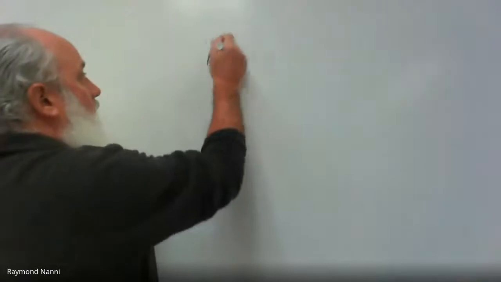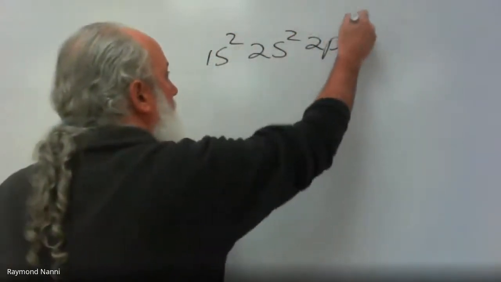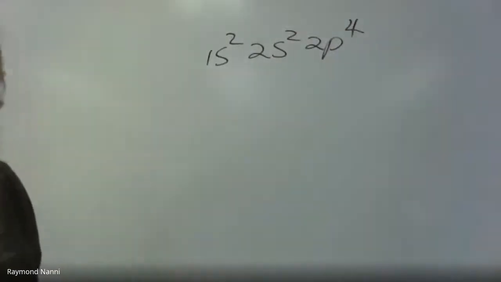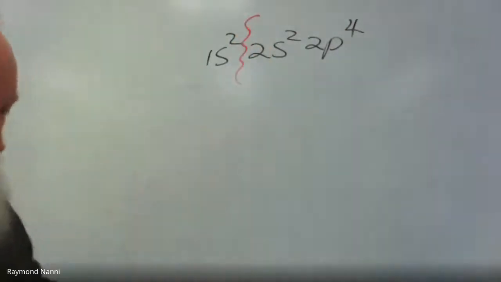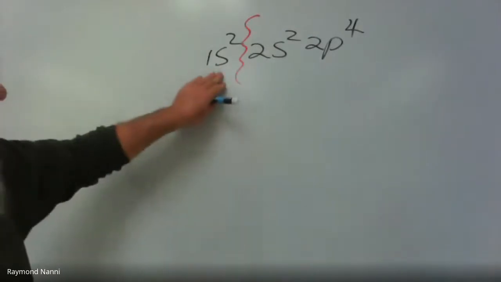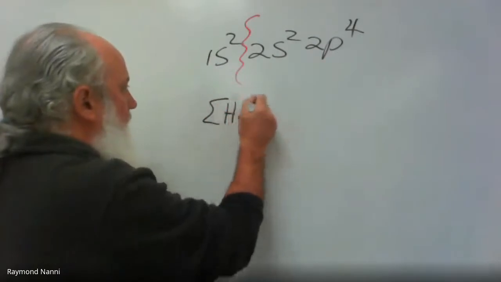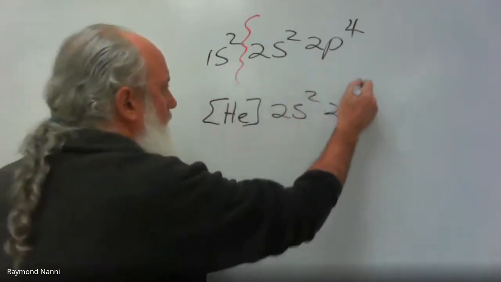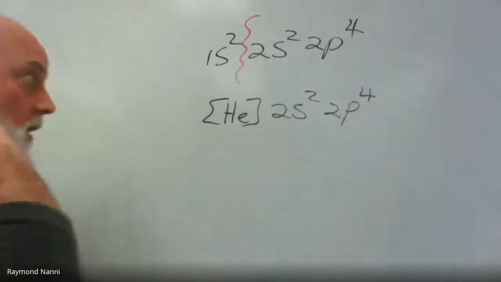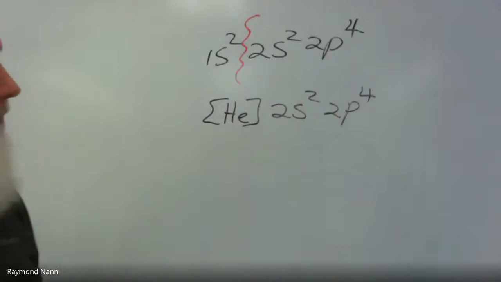So I'm going to write the electron configuration for a neutral oxygen atom. Okay, so there we are. I'm going to draw this red squiggly line here, and to the left of that red squiggly line is the electron configuration for helium. So I'm going to write helium here, and then I'm just going to write the valence electrons for our neutral oxygen atom. So this is the noble gas notation for a neutral oxygen atom.